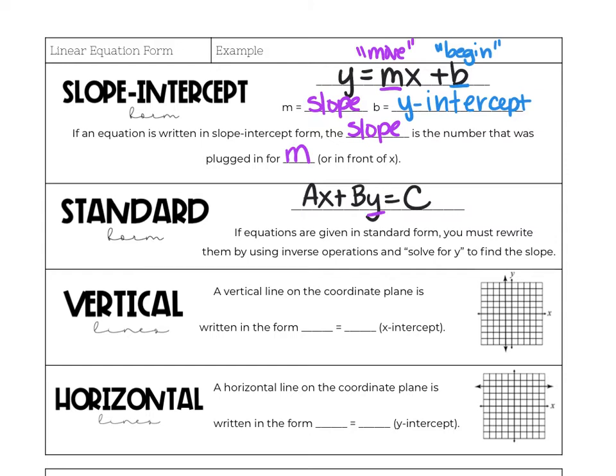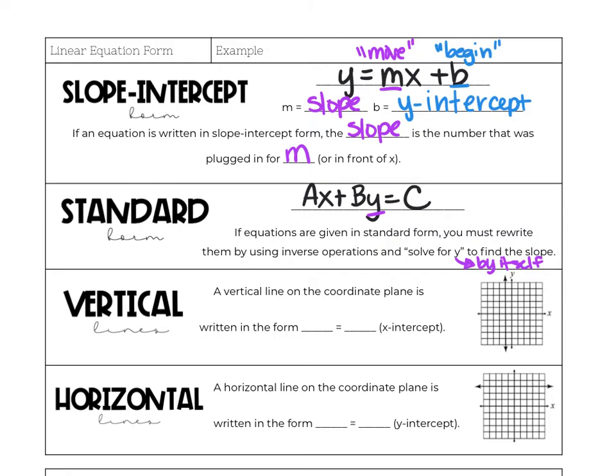What if I say solve for y? What are you doing with it? How do you want it to look? By itself, exactly. So I would want to get y by itself. So I'm putting it in slope-intercept form, then I'm just seeing what the slope is, okay? We might need a refresh on that, so we'll look at that in a second.